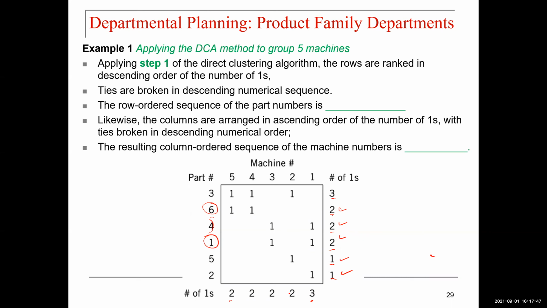Okay. So ties are broken in descending numerical sequence. The row order sequence of part numbers is 3, 6, 4, 1, 5, and 2. Likewise, the columns are arranged in ascending order of number of ones, with ties broken in descending numerical order. The resulting column order sequence of the machine numbers is 5, 4, 3, 2, and 1. Okay. So that's step 1.